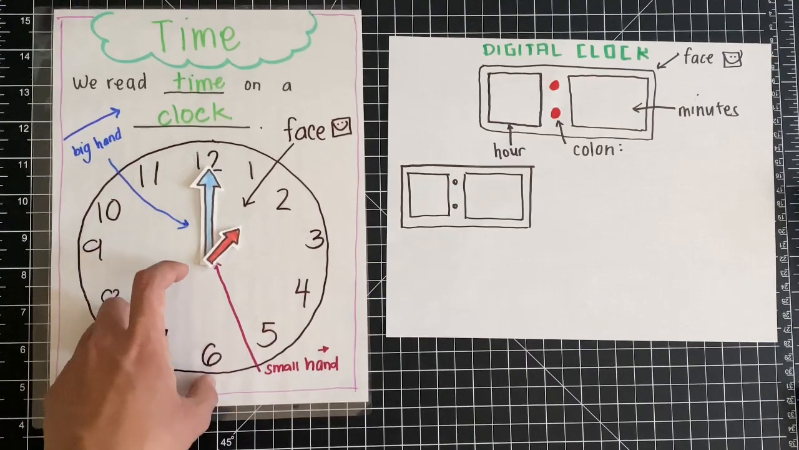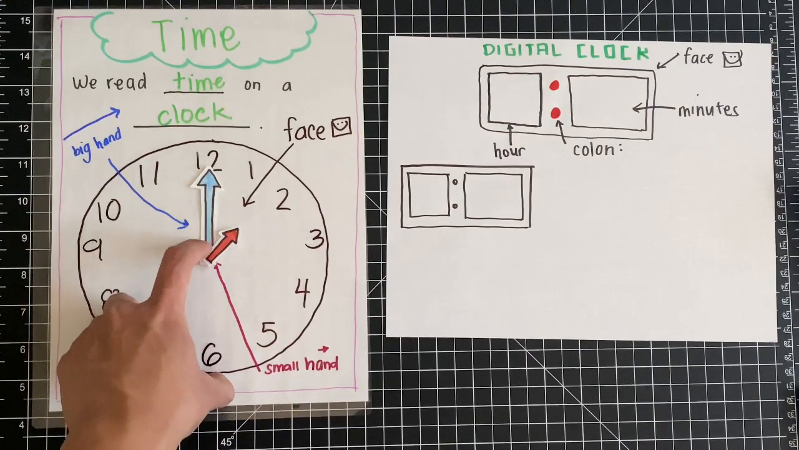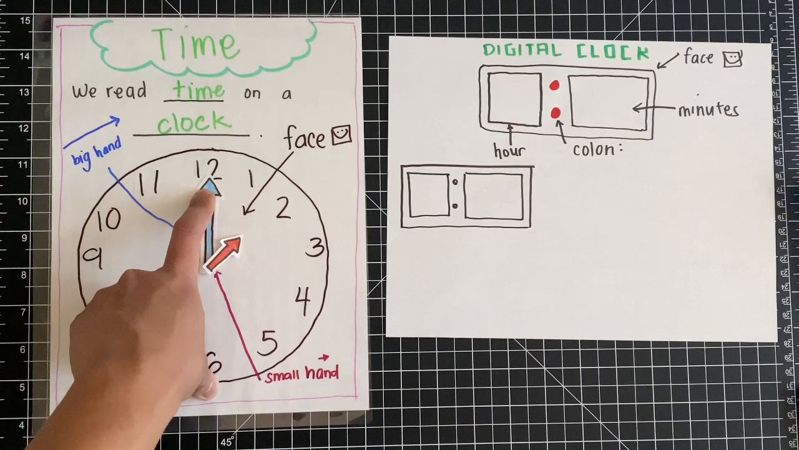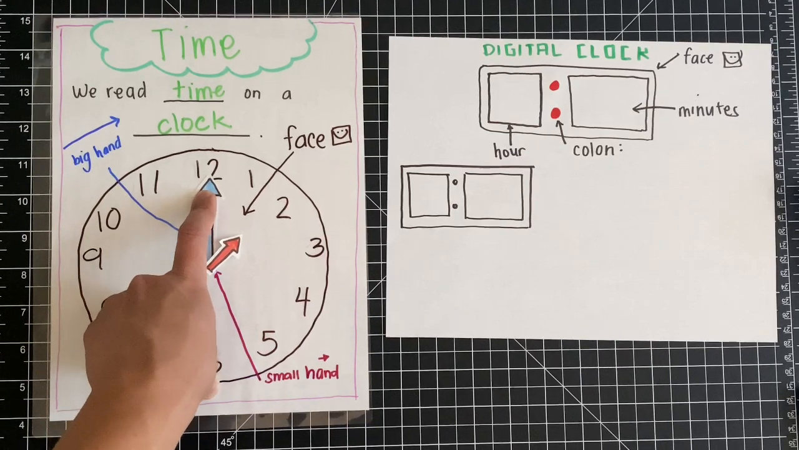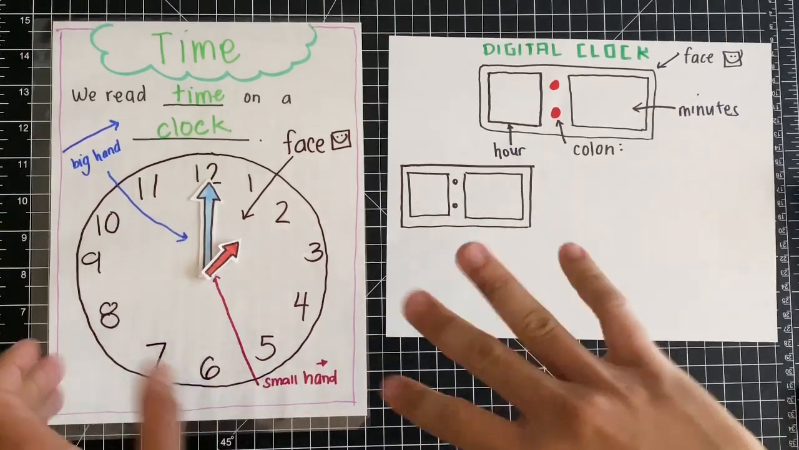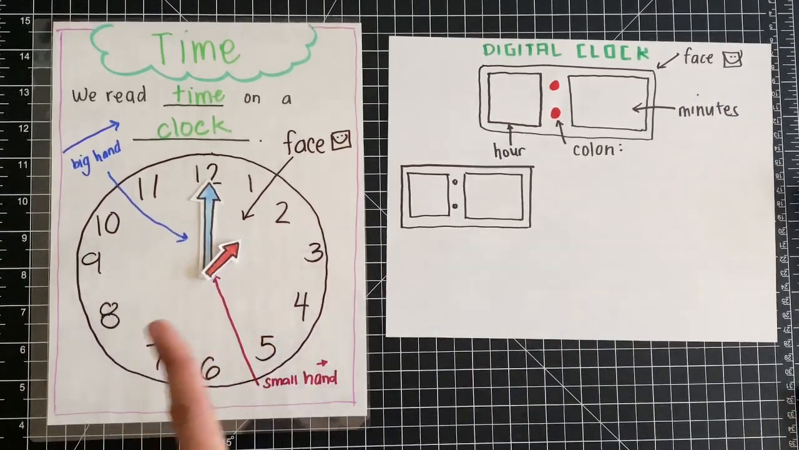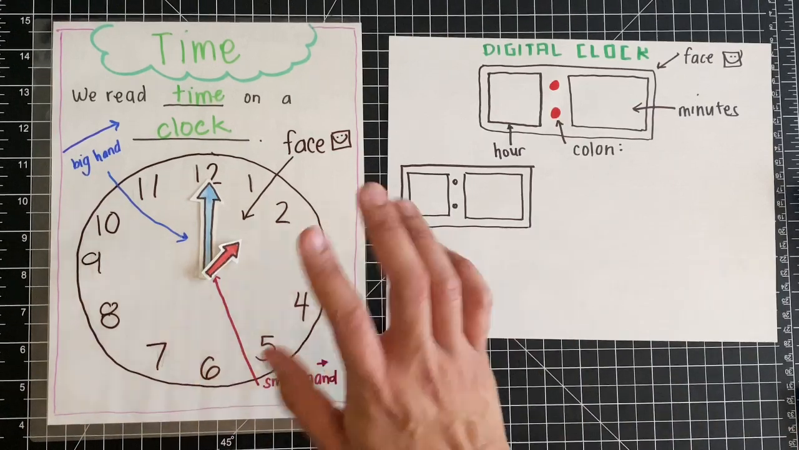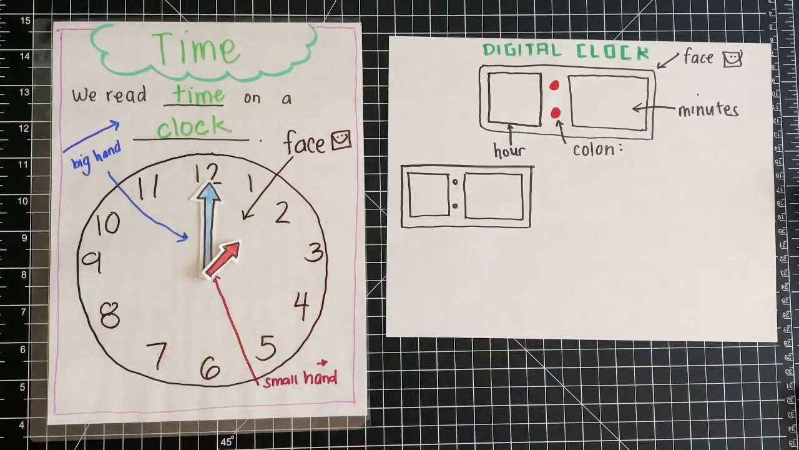And then let's look at the big hand next. What is the big hand pointing to? 12. So when we see the arrow pointing 12, what do we say? We say o'clock. And I think you should remember how we represent o'clock in numbers. But let's write our time on a digital clock now.